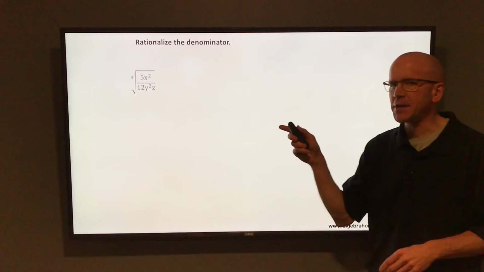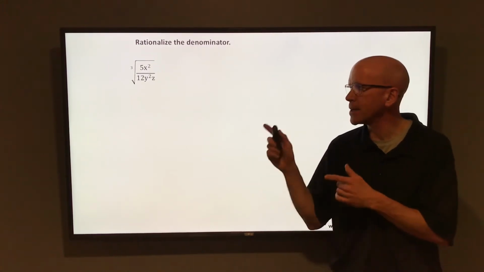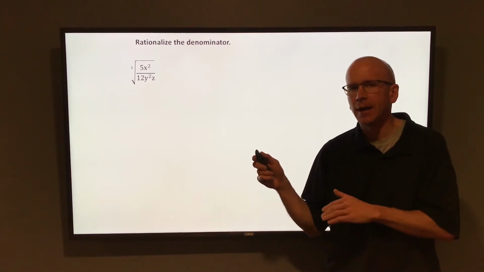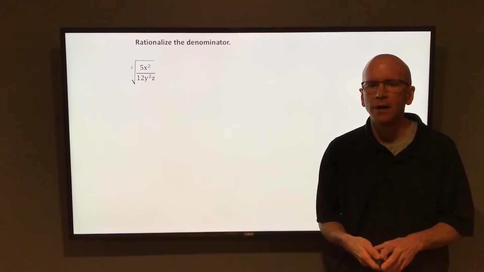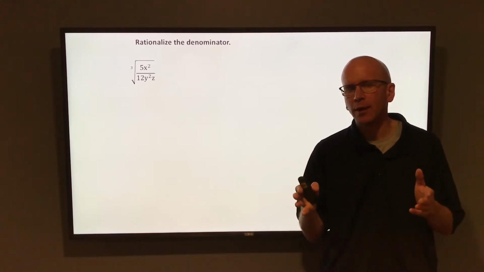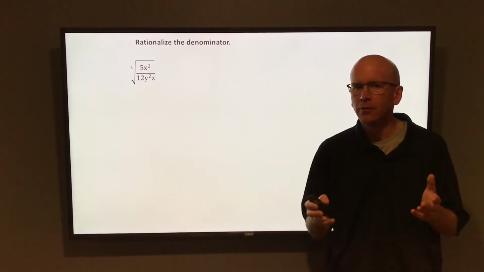Going to rationalize the denominator on the cube root of 5x squared over 12y squared z. One thing you can do is split that into numerator and denominator. You can write that as the cube root of 5x squared over the cube root of 12y squared z. Then you might struggle with figuring out what to multiply by so that you turn that denominator into a perfect cube under the cube root sign.